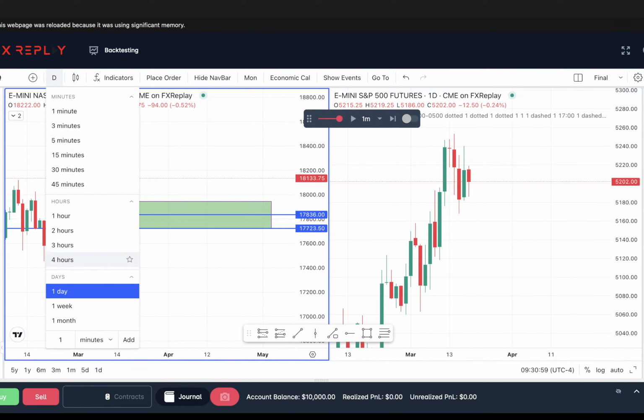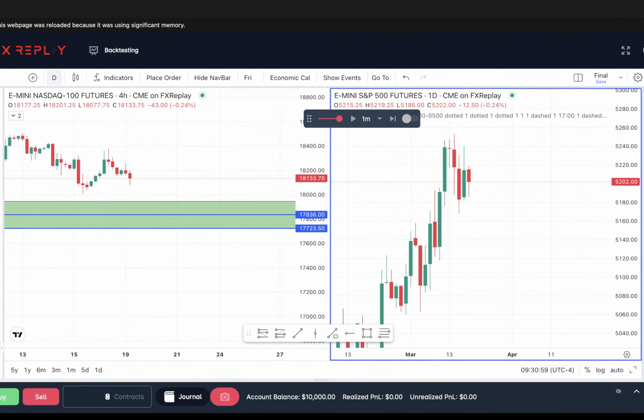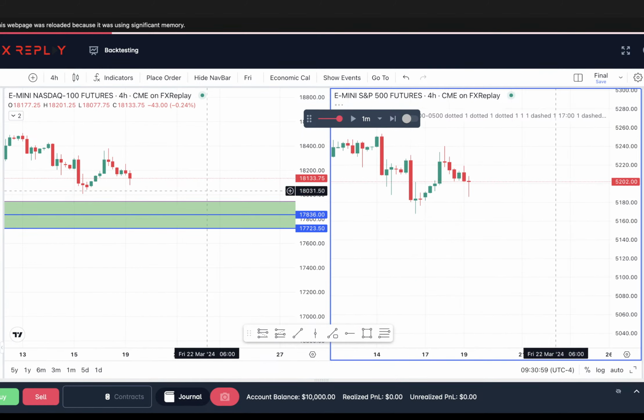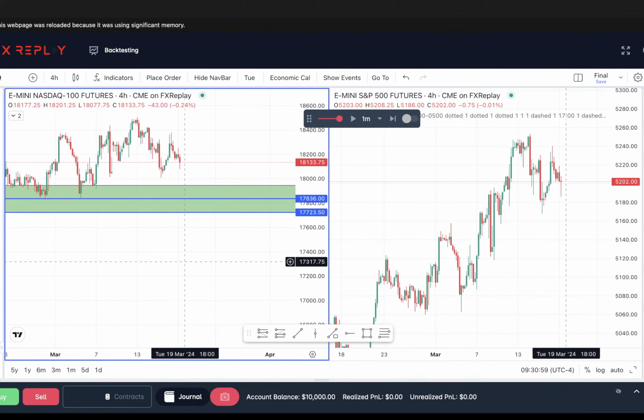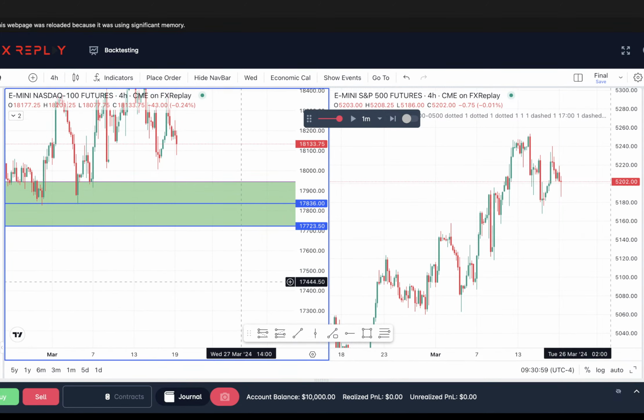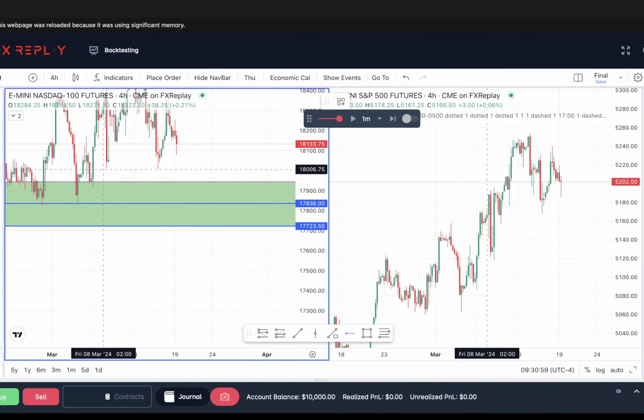Now, from the 4 hour, and honestly, a lot of people just do their analysis from the 4 hour on. Like I said, on the 4 hour, we do have equal lows right here.